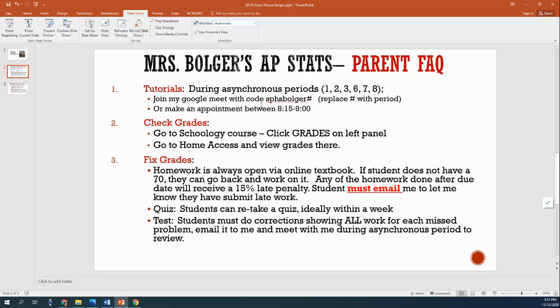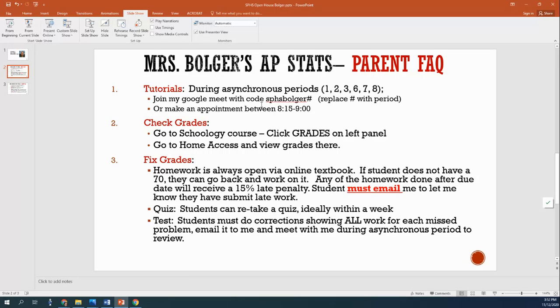Tests do not need to be retaken. However, they do need to do corrections on every single problem they missed. And corrections means they rework the problem, take a picture of their work, and email it to me. And then I will quickly go over that with them during an asynchronous period just to ensure that they really do understand the process for getting their answers.